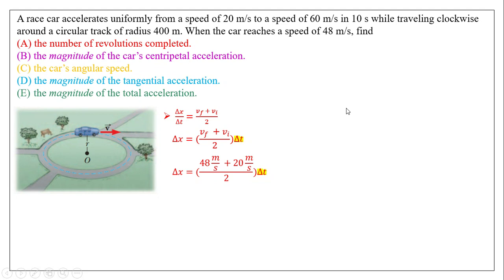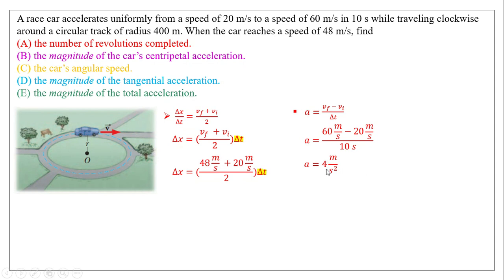Well, the problem gives you enough information to find the acceleration. It says from 20 meters per second to 60 meters per second in a time of 10 seconds. So I can find the linear acceleration by using the information given. Vf is 60, Vi is 20, and that occurs in 10 seconds. So 60 minus 20 is 40, 40 divided by 10 is 4. So the tangential acceleration, the linear acceleration, has a magnitude of 4 meters per second squared.